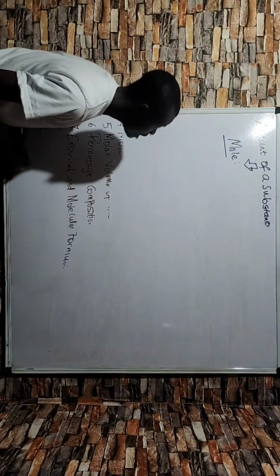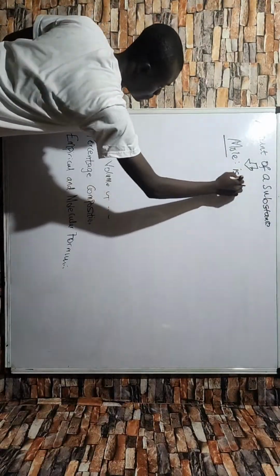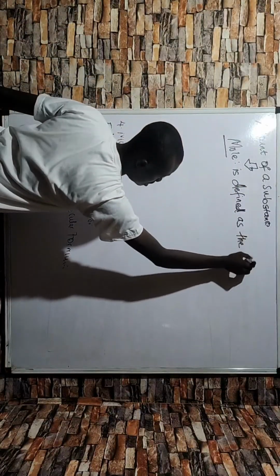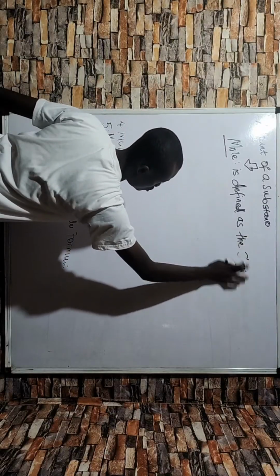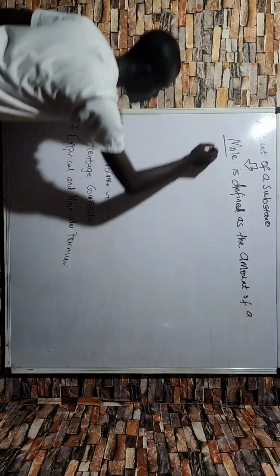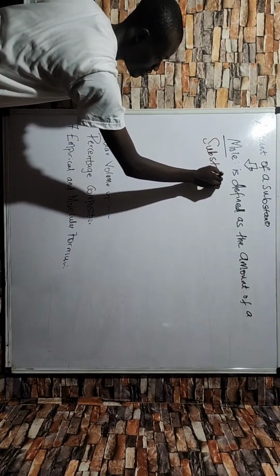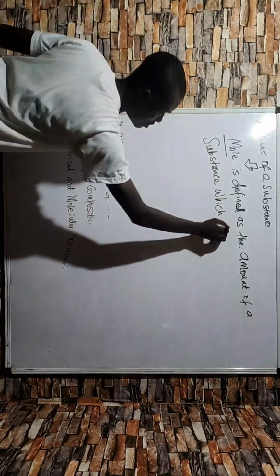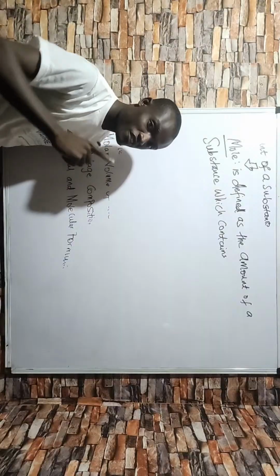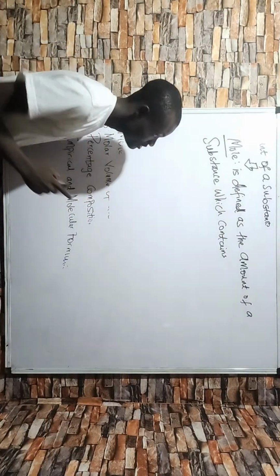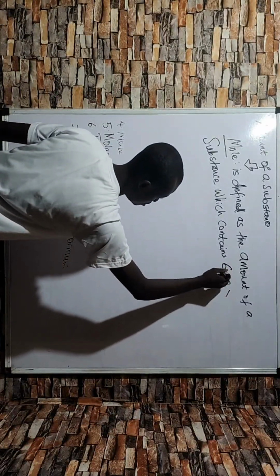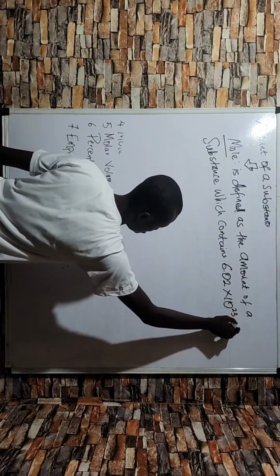So what's a mole? A mole is defined as the amount of a substance which contains a particular number. Like we said, 1 crate of eggs is 30, or 1 dozen is 12. Now 1 mole contains 6.02 times 10 raised to power 23 particles.